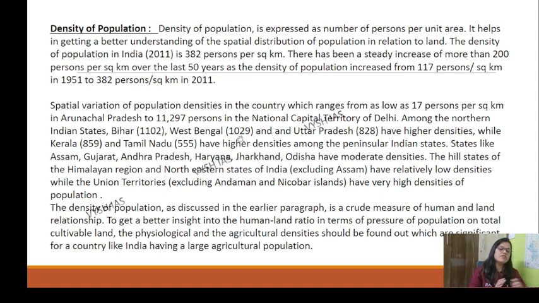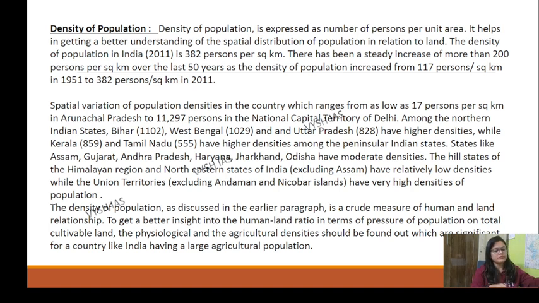Okay, the density of population as discussed in the earlier paragraph, when we talk about the distribution of density of population, is basically a crude measure of human and land relationship. To understand it better, we need to talk about cultivable land, and the physiological and agricultural densities should be found out, which are significant for a country like India having a large agricultural population. So only talking about land is not enough; we need to talk about physiological and agricultural densities and cultivable land.